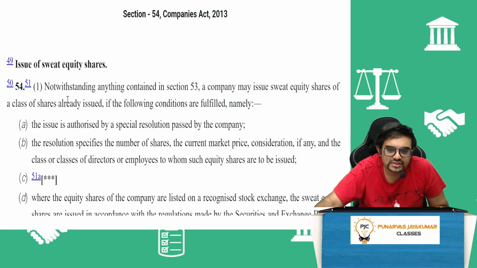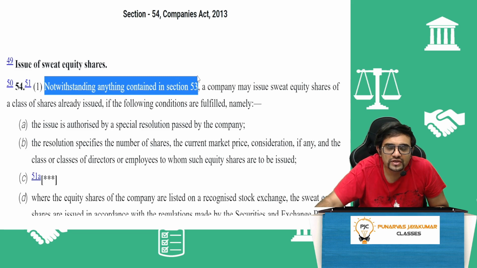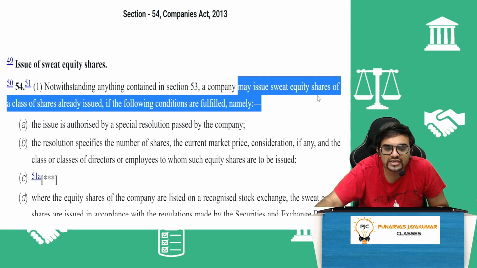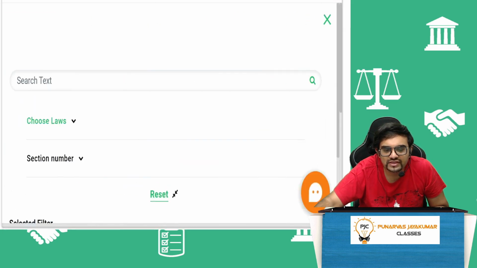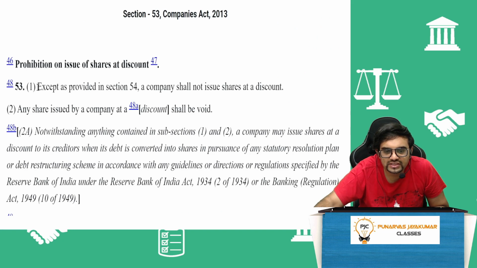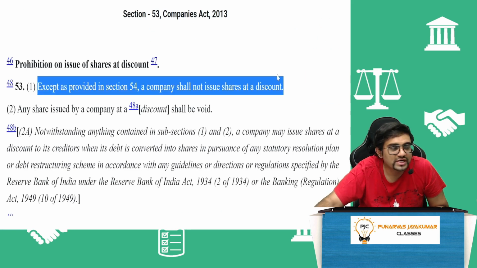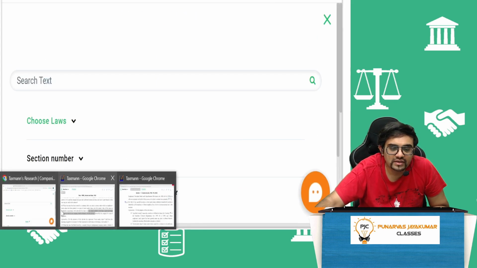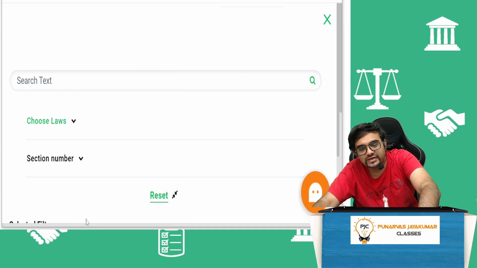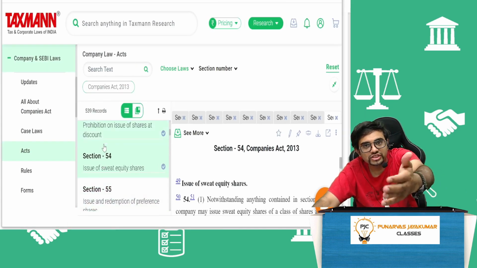Right? Yes, notwithstanding anything contained in 53. What is 53? You cannot issue shares at a discount. Here it says, yes, you may issue sweat equity shares if this procedure is followed. And you see section 53 also, there they have said, except as provided in 54, a company shall not issue shares at a discount. Wonderful. So Narayan Murthy called my dad's friend and he handed over a check for sweat equity shares.